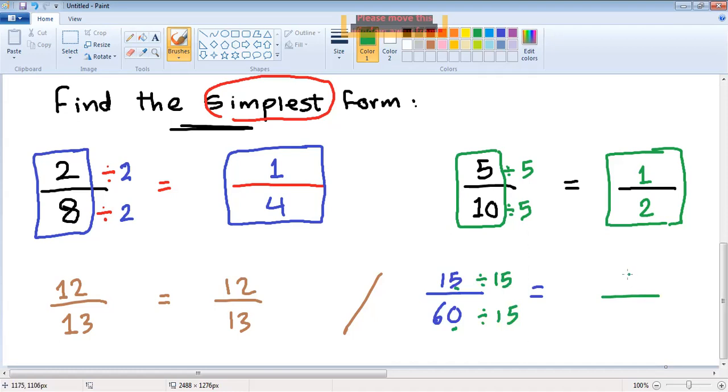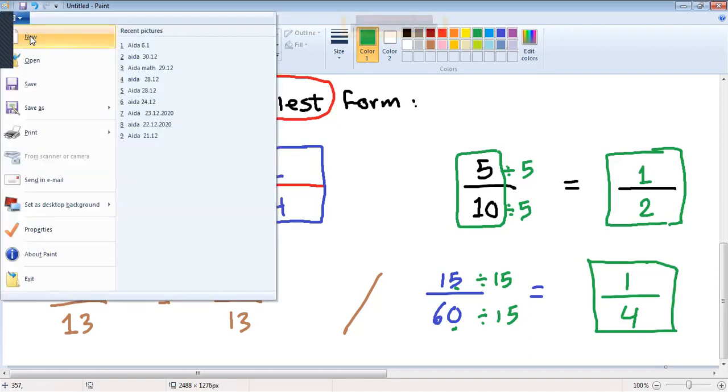15 divided by 15 is 1. Then 60 divided by 15 is 4. So we divide by the numerator. Not always. If you find that the denominator is in the same table as well, like 15 in table 15 and 60 is in table 15, so you can divide both of them by 15. Okay.